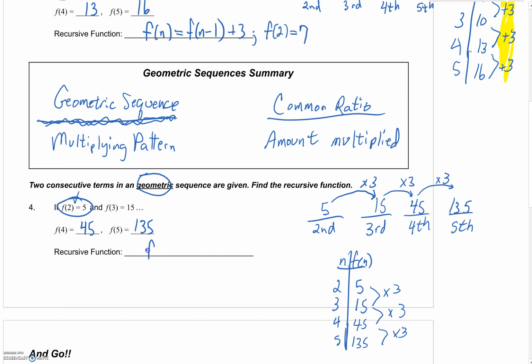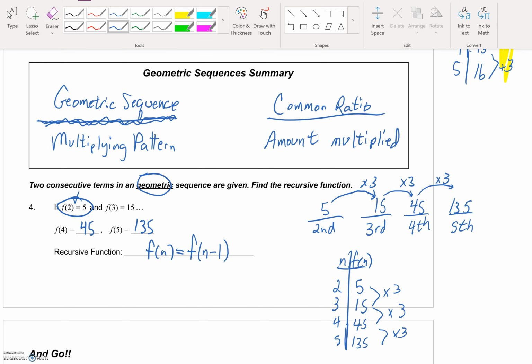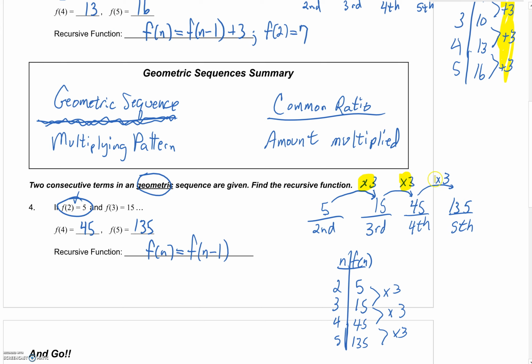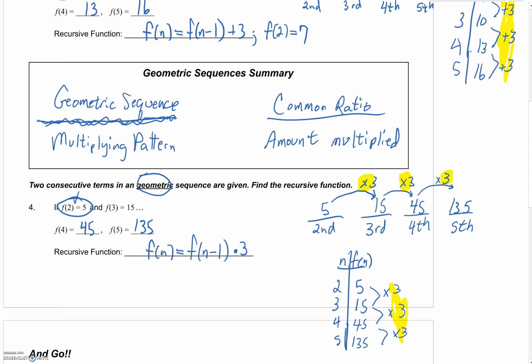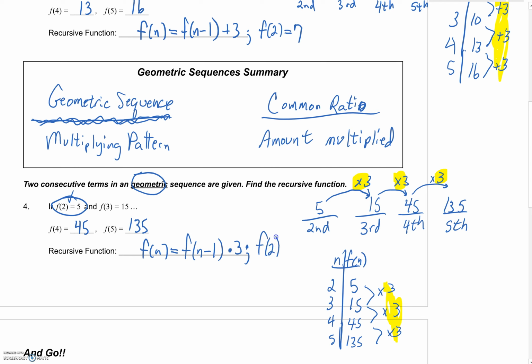For the recursive function, though, we're going to write f of n equals f of n minus 1. That's your previous term. But what are we doing to each previous term? Well, we've seen it. We've seen it as we made a list going from term to term to term. We see it if we made a table. You can see pretty quickly that's a multiplication of the previous term by 3. So your common ratio is going to be a 3. You also have to have a beginning value stated. So f of 2 is equal to 5.